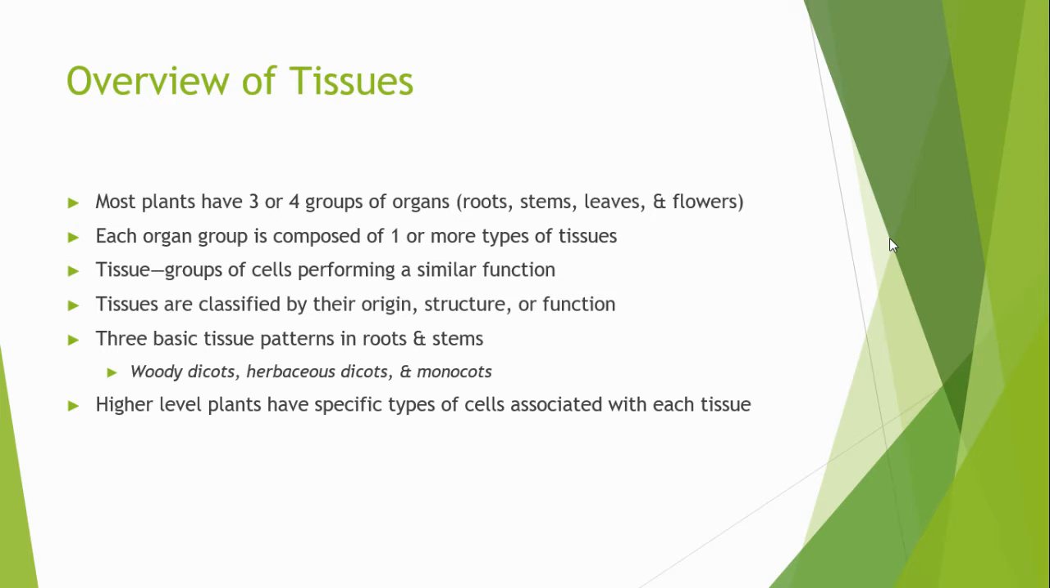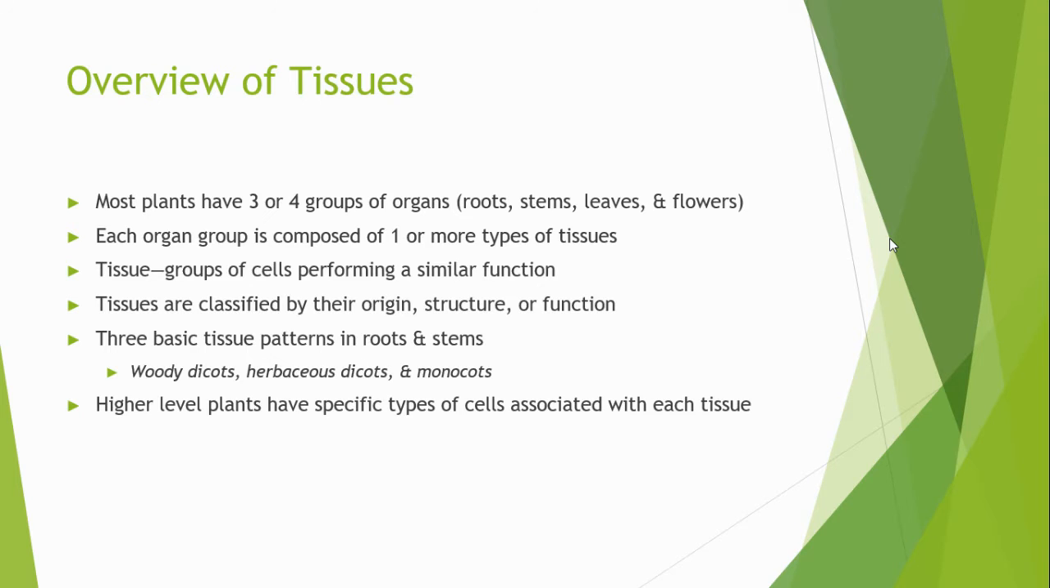Most plants have 3 or 4 groups of organs, and we consider the roots, stems, leaves, and flowers the organs of a plant. They don't have hearts, livers, lungs, things like that, but these are the basic parts that they need in order to survive. Each organ group is composed of 1 or more types of tissues, same as you.